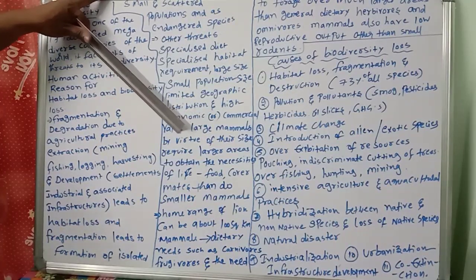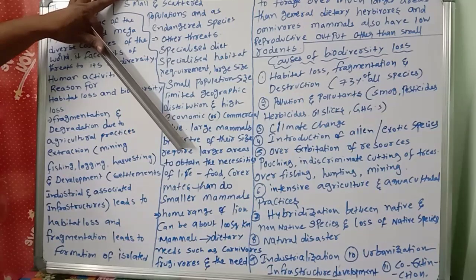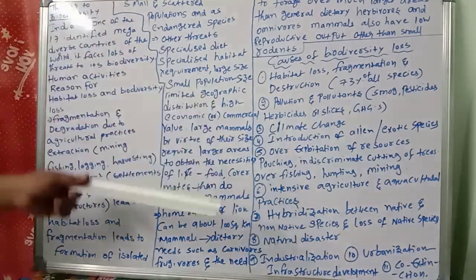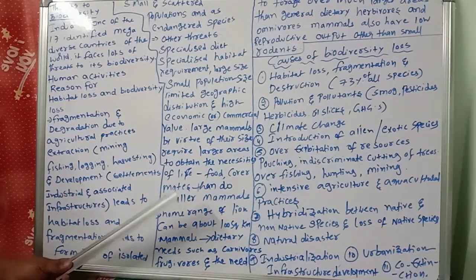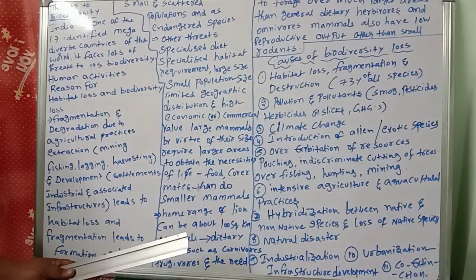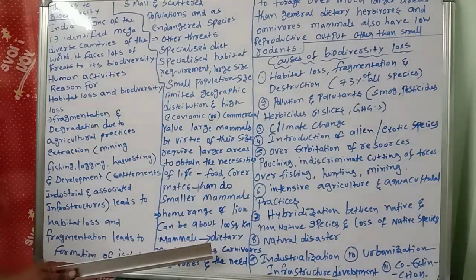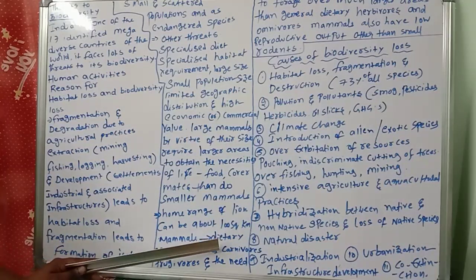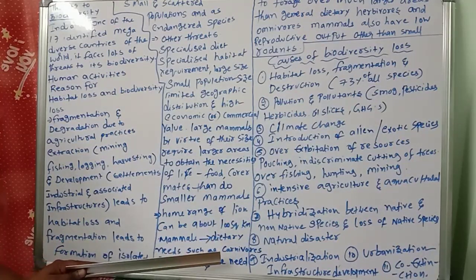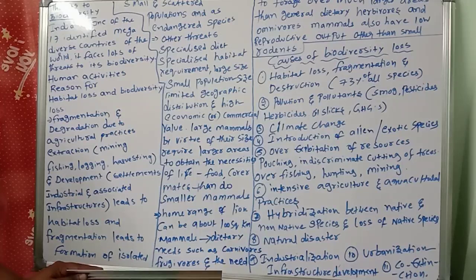Large mammals, by virtue of their size, require large areas to obtain the necessities of life: food, cover, mates. So do smaller mammals. The individual home range of a lion can be about how much? 100 square kilometers.